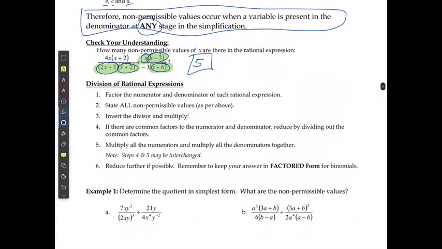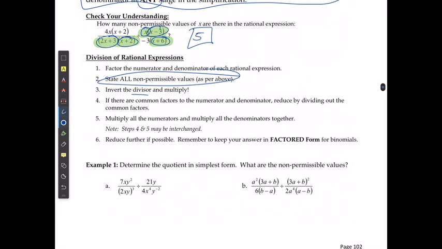When I'm dividing rational expressions, the first part is I'm going to factor, just like in all the other cases. I'm going to state all the possible non-permissible values, so remembering that if it comes after the division sign, it needs to be the non-permissibles in the denominator and the numerator, which is going to flip into the denominator. We're going to invert the divisor and then multiply straight across the top, straight across the bottom, remove common factors, and then we're going to combine everything together and see if I can reduce any further.